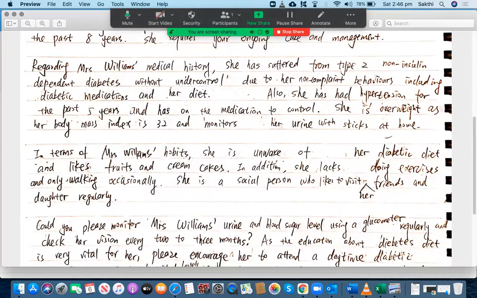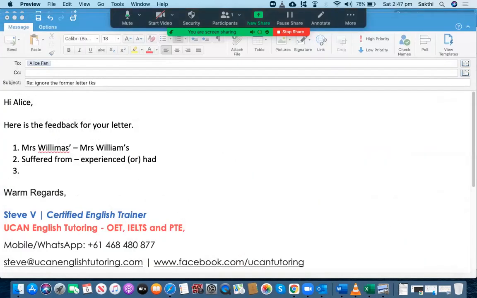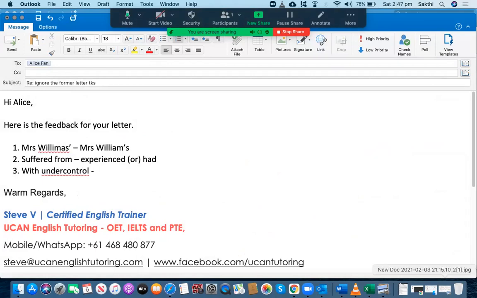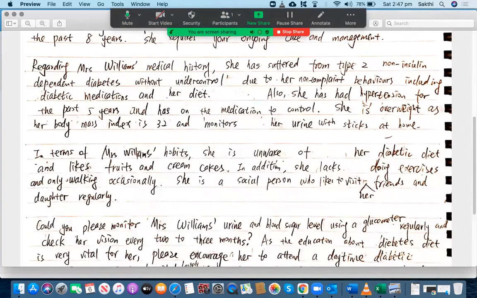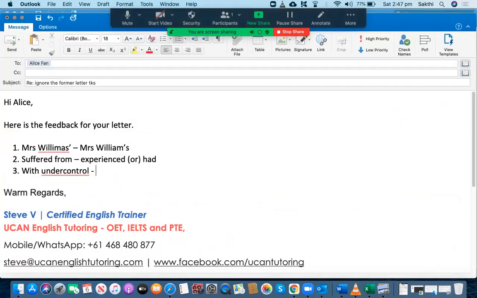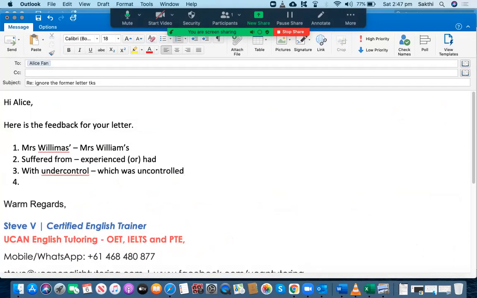"She suffered from type 2 non-insulin dependent diabetes without under control." This is wrong. She has experienced "without under control." This is really not good. She should have mentioned "which was not controlled due to her non-compliant behaviors." Okay, so "without under control" is wrong. Anyway, "under control" itself has two words. That's another issue. So "which was uncontrolled," then you can write down the remaining words.